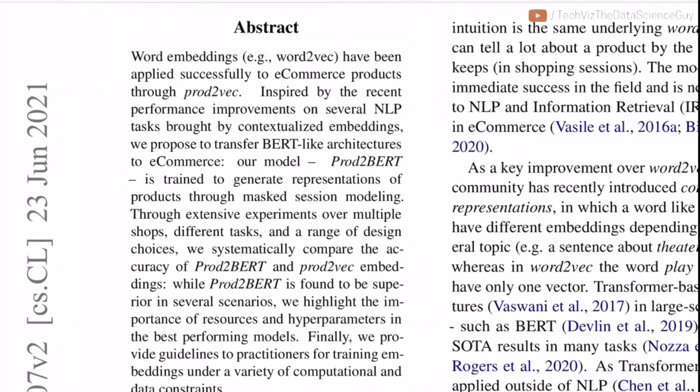So they say word embeddings have been successfully applied to e-commerce products through prod2vec. Prod2vec is a word2vec-based embedding generation method that tries to model a given product in a certain context with a dense vector representation, where again the underlying assumption is that a given product can be thought of based on the things that occur in its context, or in other words, the products that have a similar search pattern or search history are likely to be the same products.